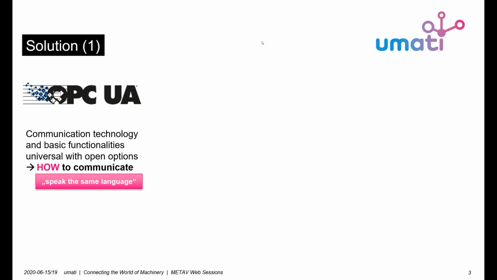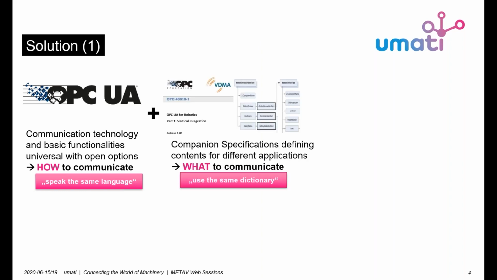But this is not enough because, as you certainly know, when you're a professional engineer, you will have an easy time understanding other professional engineers. But probably if you go to a doctor or if you go see a lawyer or some other professions, they're using different dialects or dictionaries. So on top of OPC UA, you can use the so-called companion specifications, which define contents for different technologies, for different applications, all using the same language, but using the same dictionary, which is appropriate for whatever they are doing. So there is a machine tool dictionary, there is a robot dictionary, there's a whole bunch of them.